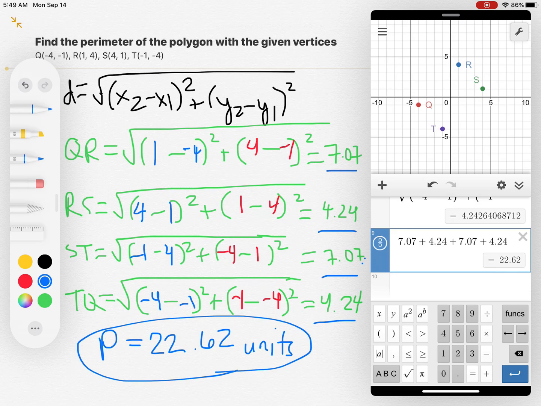Anywho, moral of the story is, for these sorts of problems, put your coordinates into Desmos just so you can kind of see what kind of shape is happening. Use your distance formula to find the distance between each point, and then just add up all your side lengths.